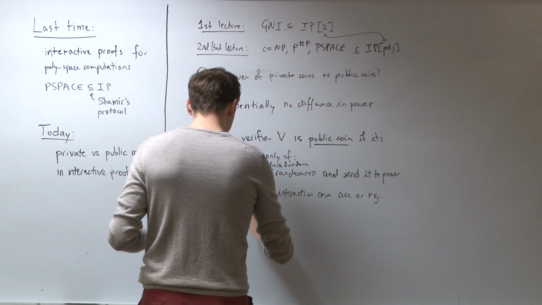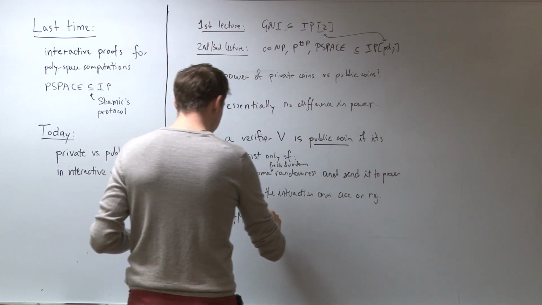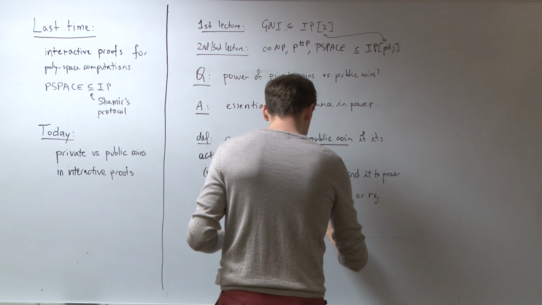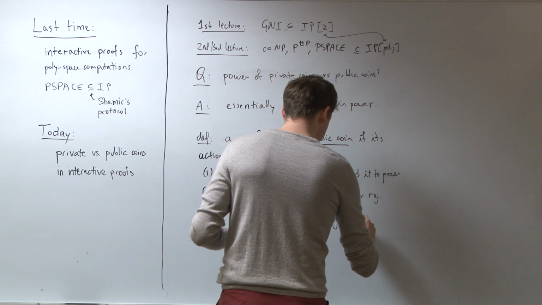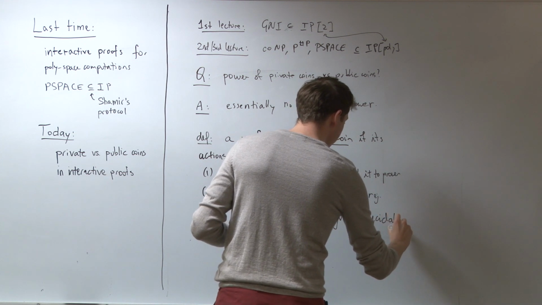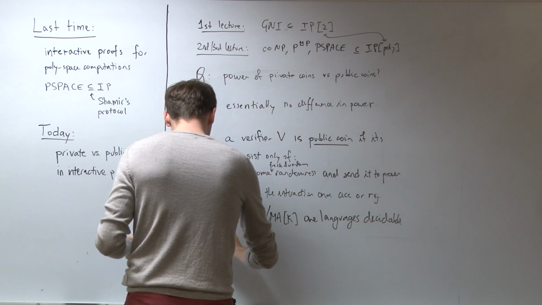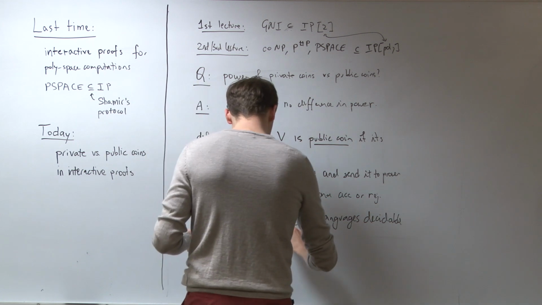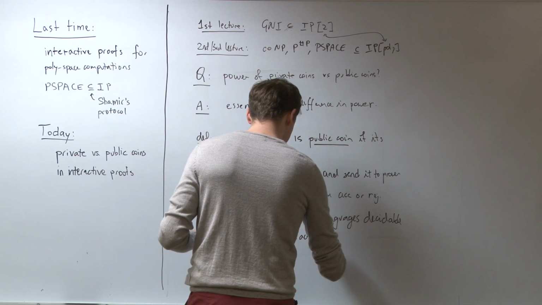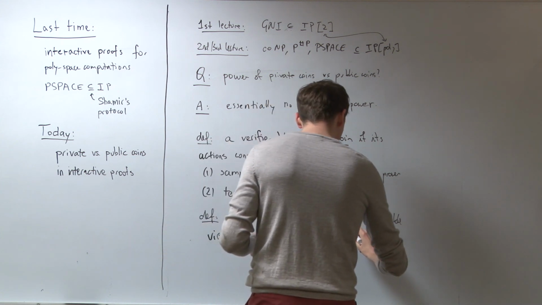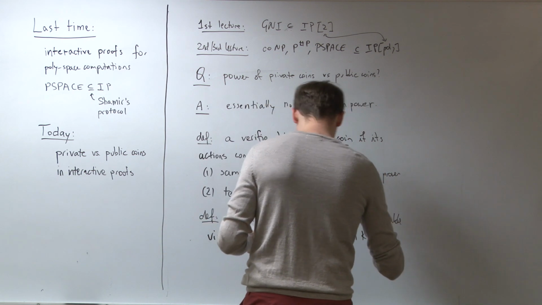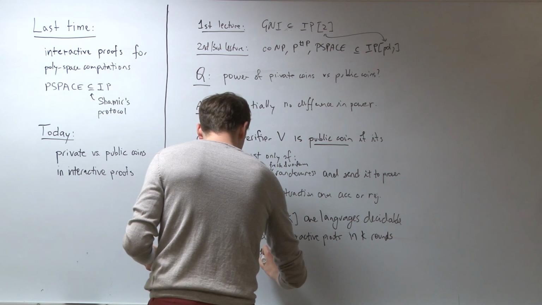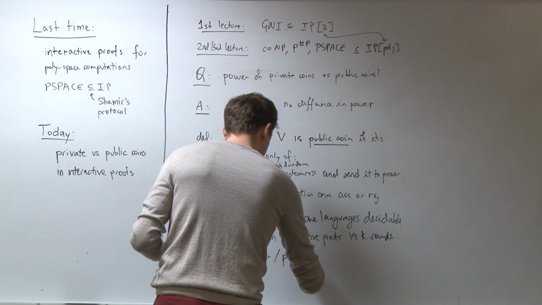It's called either AM or MA. Let me just define it: AM_k or MA_k are the languages decidable via public coin interactive proofs in k rounds where the verifier or prover moves first.